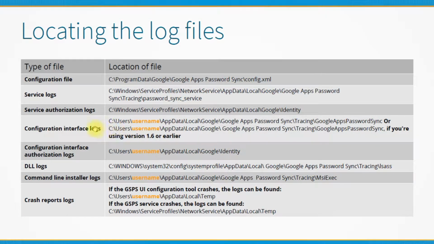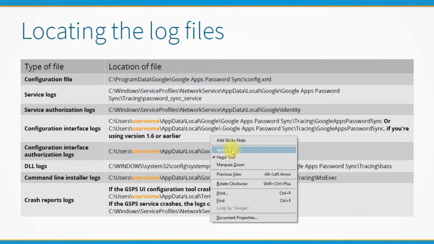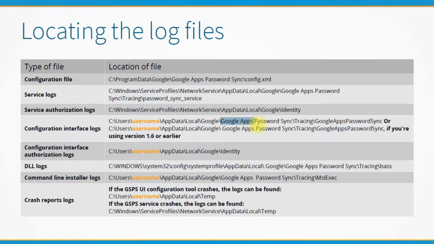The remaining types of logs are all in the same location from now on. So we have the configuration interface logs, and we have two paths for this type of logs. We have one path for the current or the new version of this tool, and we have another path for another version. Basically they are the same location. However, if you notice here, we have the folder name, which is called Google Apps Password Sync. The path for the other version is the same. However, there is a space before the Google Apps Password Sync.